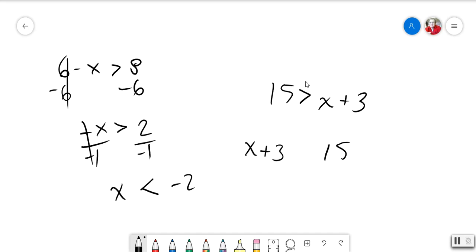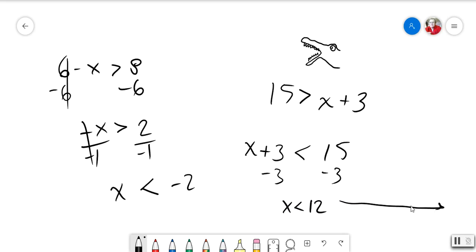Well, you know what they say, the alligator, here's your alligator, just for your entertainment. The alligator always wants to eat the bigger number, so it wants to eat 15. Turn it around, and it still wants to eat 15. So if you flip it around where you take the sides and change them, the sign needs to change also. And then you go about your business and x is less than 12.